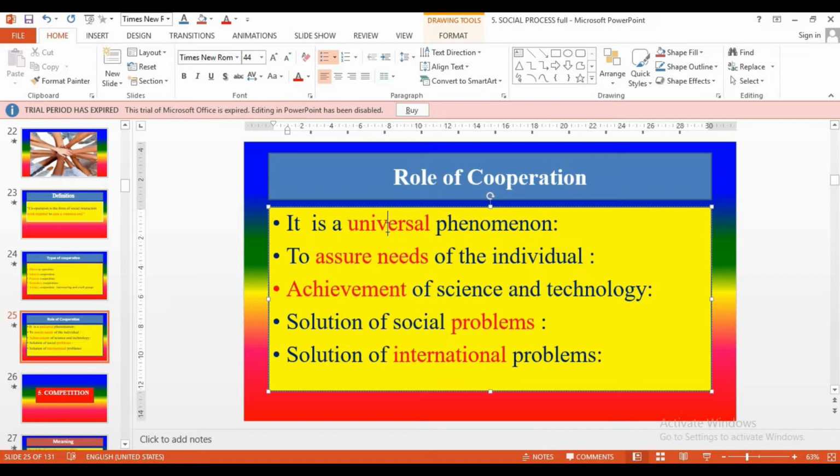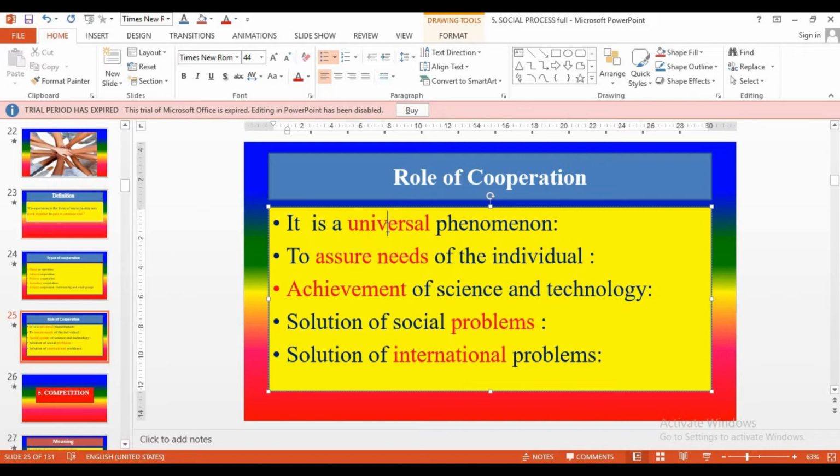Fourth one, solution of social problems. Mainly to solve problems of poverty, unemployment, illiteracy. We nursing professionals should be thinking about healthcare issues. The healthcare problem we can solve by means of cooperative social process.